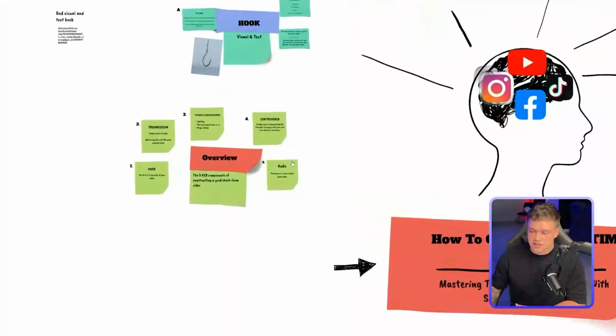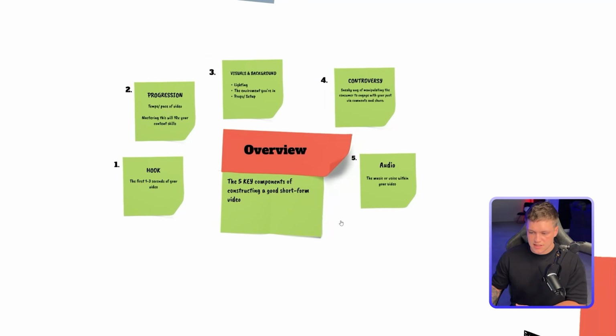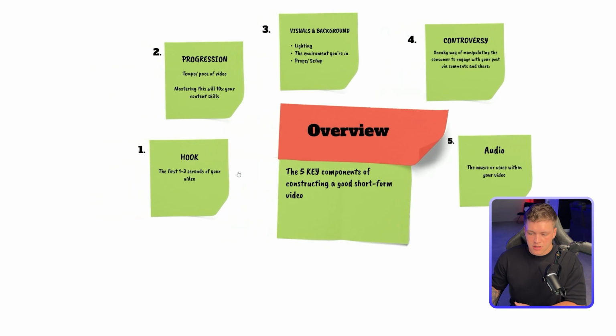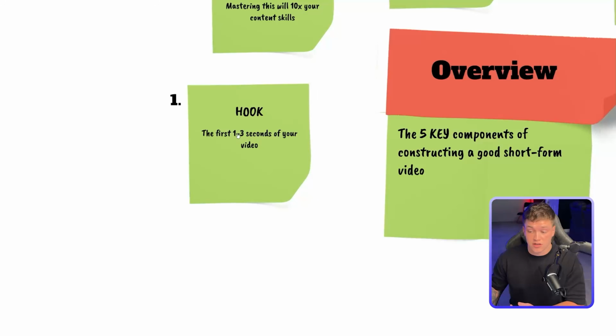First things first, let's do a quick overview of everything we're gonna cover in this lesson, and that's the 5 key components of constructing a good short form video. We're gonna break every single one of these down to a T, plus examples. First things first, of course, is your hook, and that's virtually just the text on screen and what you're visually seeing within the first 1 to 3 seconds of your video.